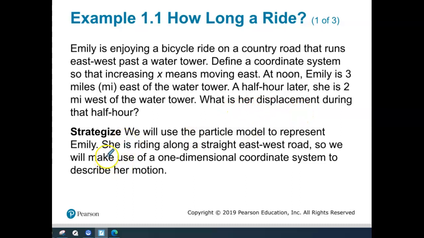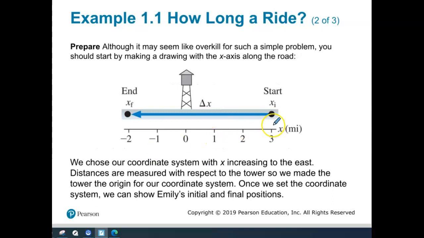So we're going to use the particle model. We're going to draw some dots. She's going to ride from east to west along the road. If we draw it out, this is the dot for Emily to start, so she is 3 miles to the east of the water tower. The water tower here is at 0, and she's at a positive 3. She's gone from positive 3 all the way over to 2 miles west of the water tower, and we want to figure out what is that displacement.